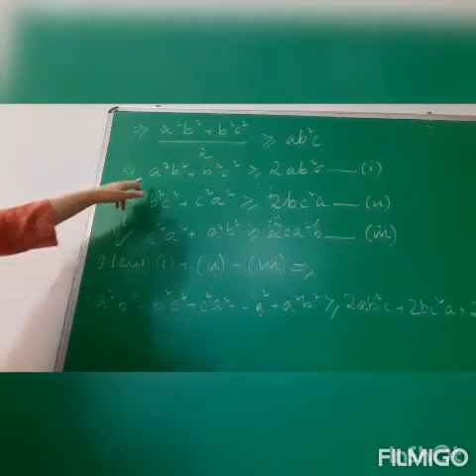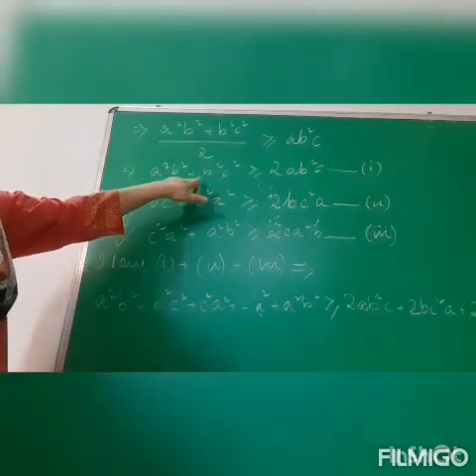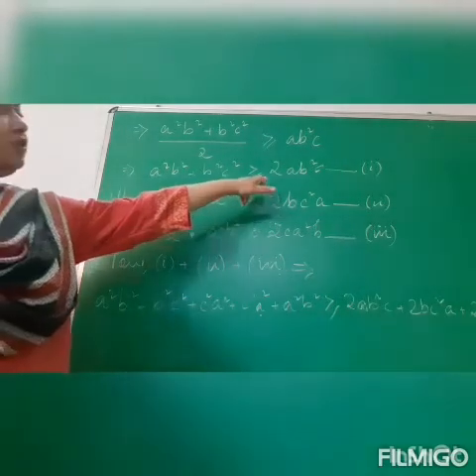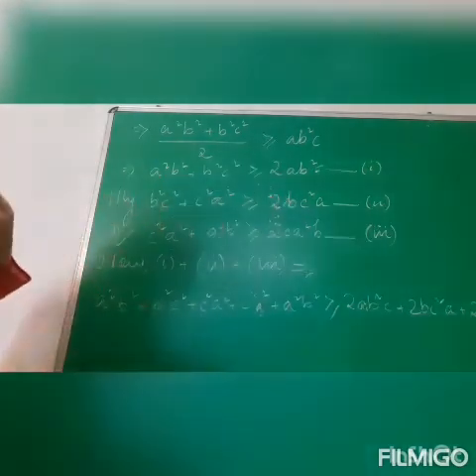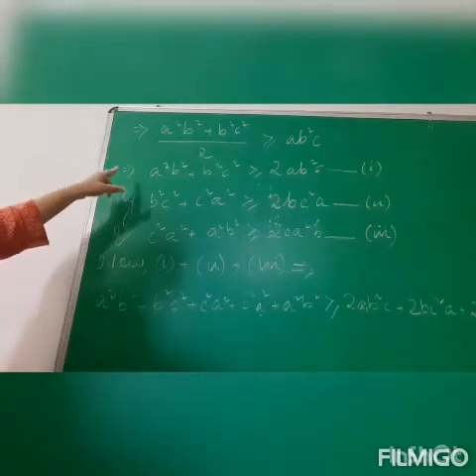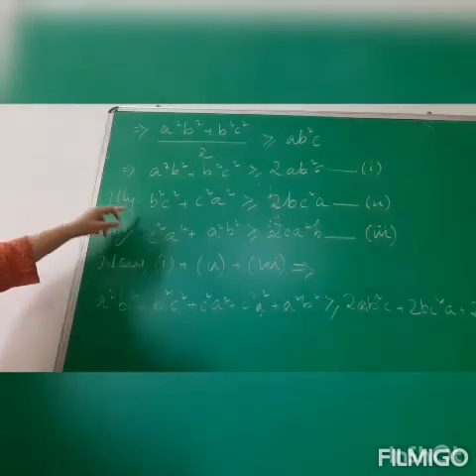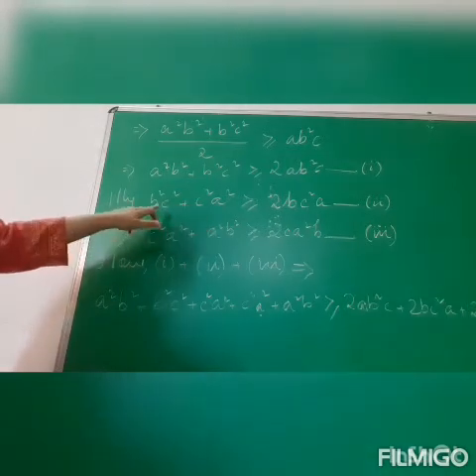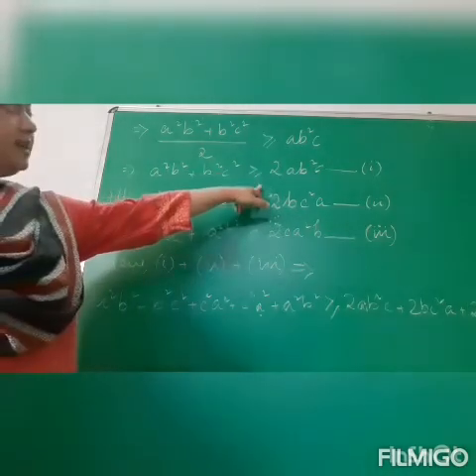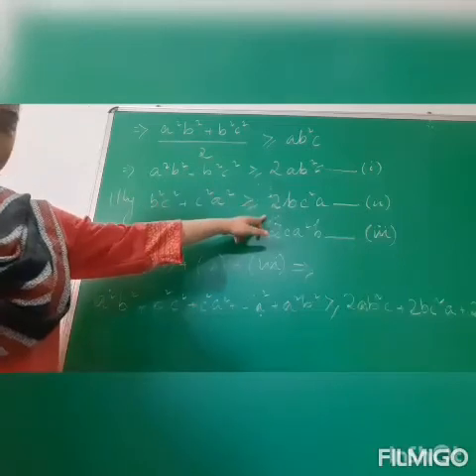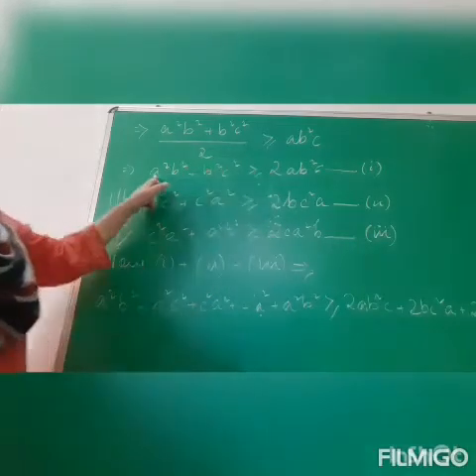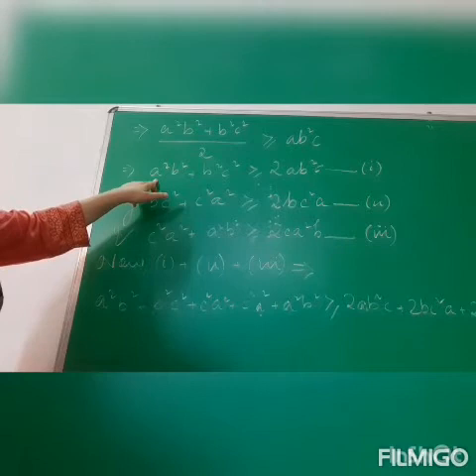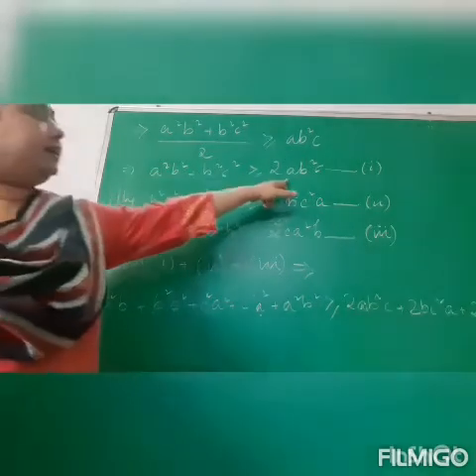Now you see the pattern: a²b² + b²c² gives me twice ab²c, I mean greater than or equal to twice ab²c. Similarly, if I consider two terms, that is b²c² and c²a². So see here, in the first equation we get 2 here, so I have written here 2. Then the first term, that is the first variable, that is a², I have written here a.